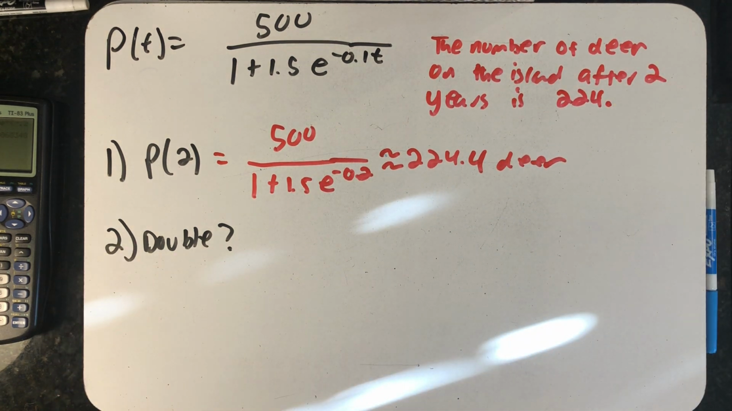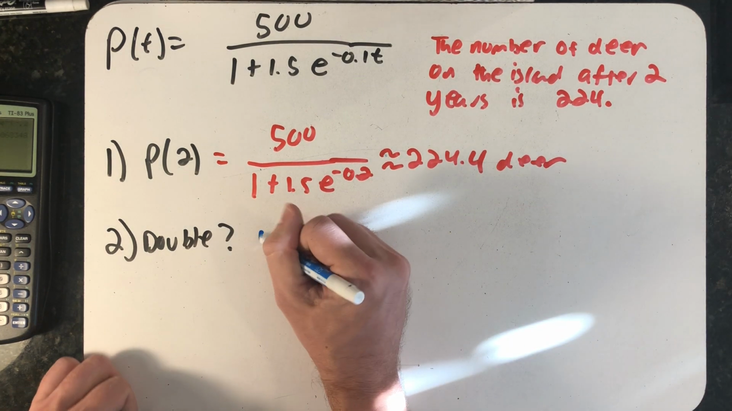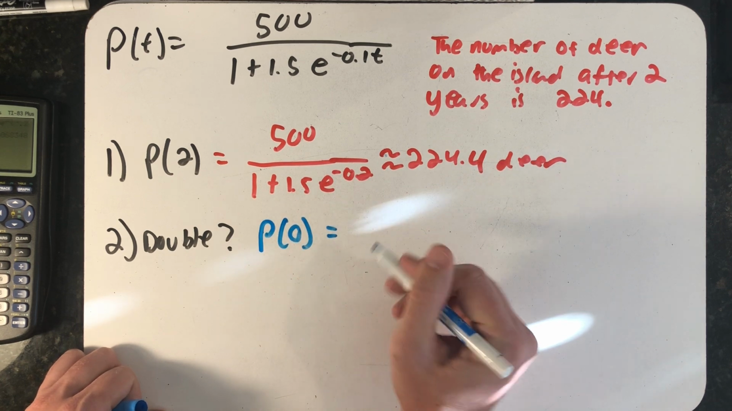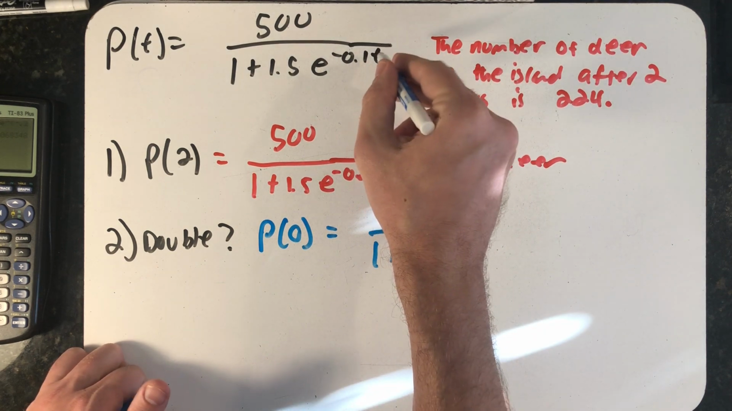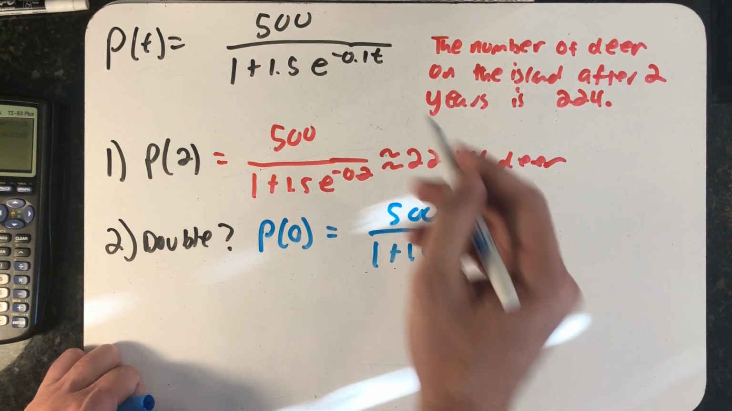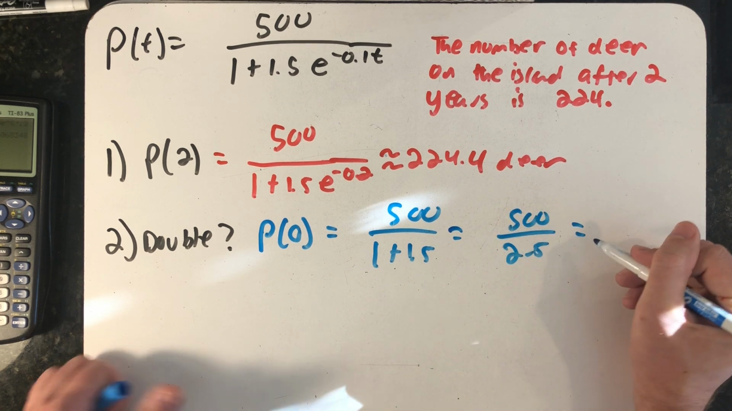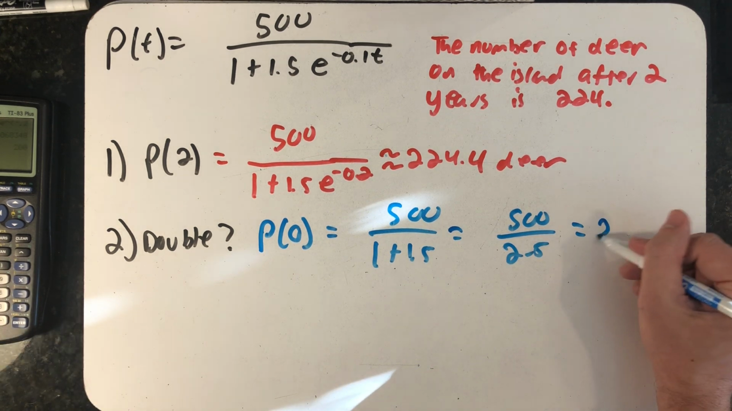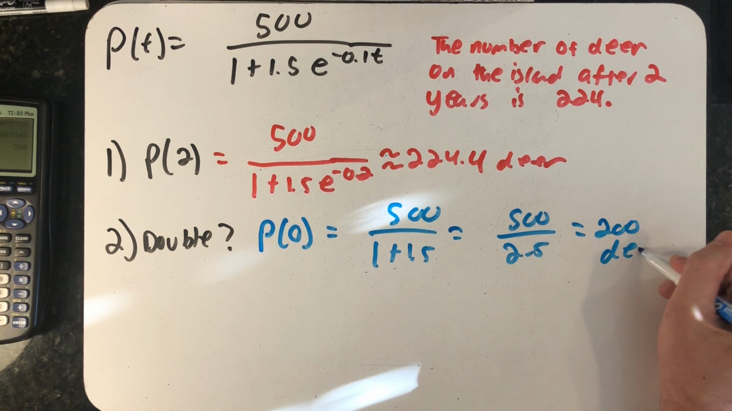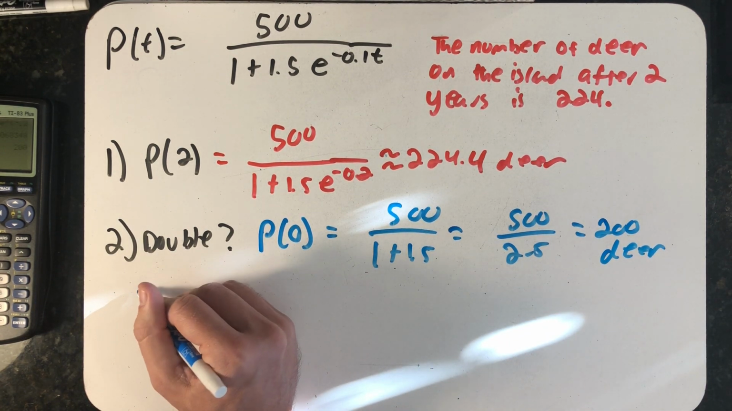All right, so now I'm asked, how long will it take the population to double? So I claim we first need to know a value for P(0), an initial amount. Well, if I think about it, I plug 0 in, that's e raised to the 0 power is 1, so I just get 500 divided by 2.5, and when we take 500 and divide it by 2.5, we get 200. So initially there were 200 deer on the island. So what we're really asked is how long is it going to take for there to be 400 deer?